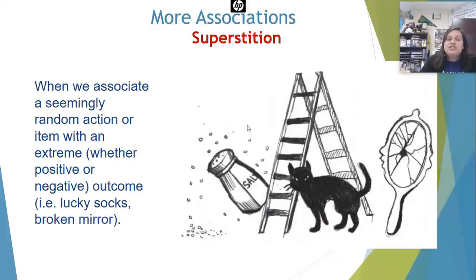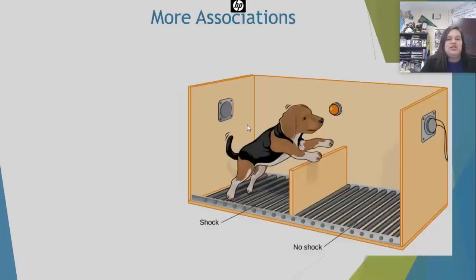Forming superstitions is another type of association, usually through classical or operant conditioning, that we seem to have this random action that we associate with something extreme, whether it's good or bad. Maybe every time you wear your smelly socks, the Dallas Cowboys win. Well, you didn't cause that to win. Remember, correlation does not equal causation. And believing that is a superstition, a type of association.